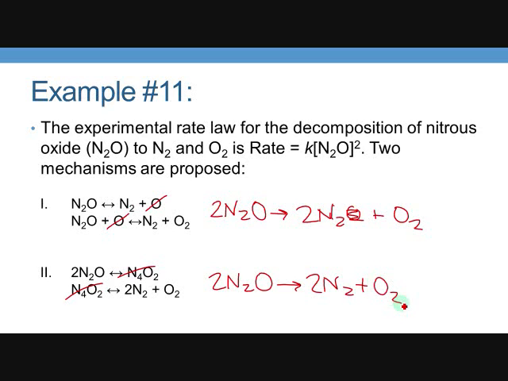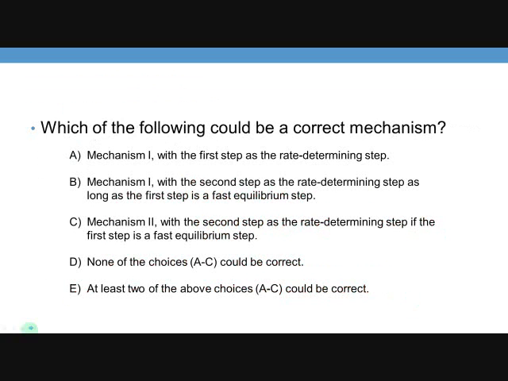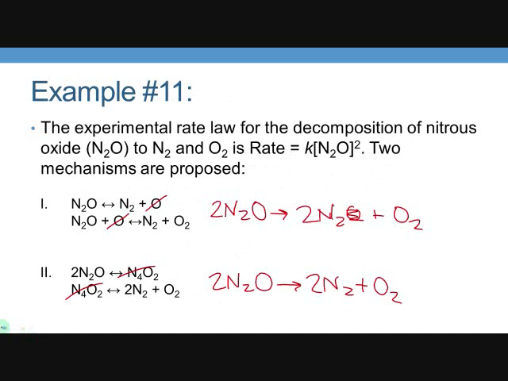So both of them do create the overall experimental equation, which is what we needed, but we need to figure out which one matches that rate law. They do both match it. So it's E. No, so here's the thing we have to think about.